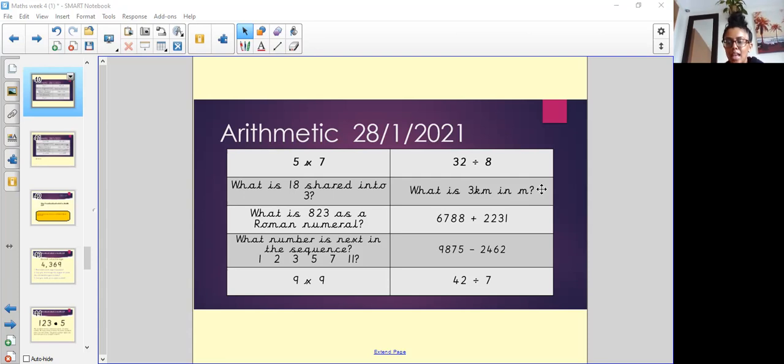Number 8, 6,788 add 2,231. Number 9, 9,875 minus 2,462. And finally, number 10, 42 divided by 7. So have a go, pause the video, and when you play it again, I will reveal the answers.